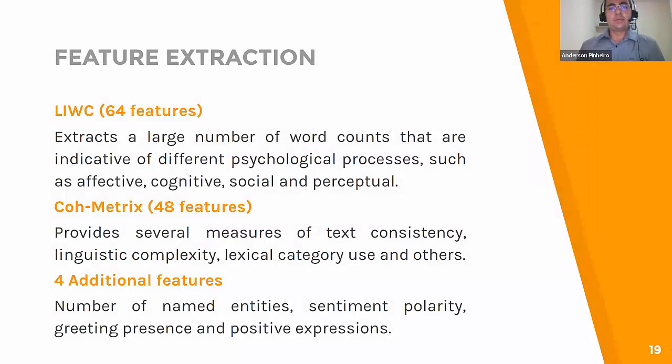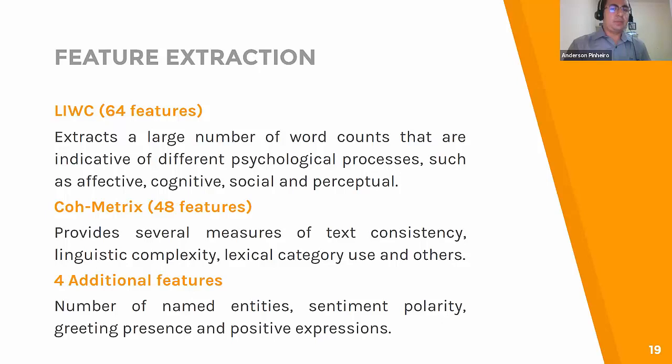Then the feature extraction. We use two main frameworks, which are LIWC and Coh-Metrix. LIWC extracts 74 features of the text. It extracts a large number of word counts that are indicative of different psychological processes such as affective, cognitive, social, and perceptual.